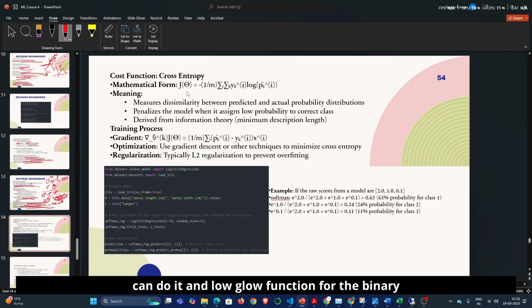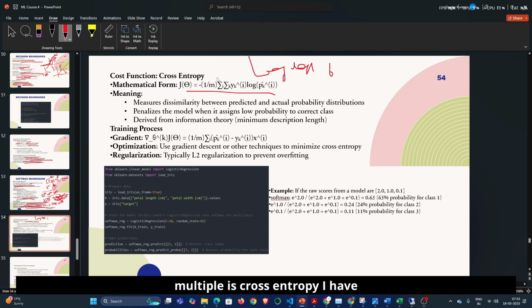That's how we can do it. And the log loss function for the binary case. For multiple classes it is cross entropy. I have shown you the example: this row holds the scores from the model, and then we put those values in, 0.65 for class 1, 0.3, 0.1. That's how we calculate.